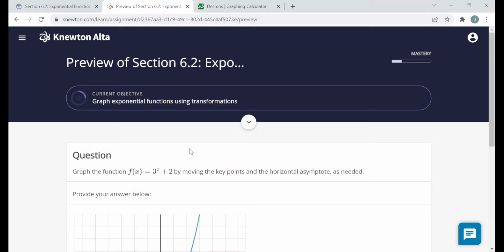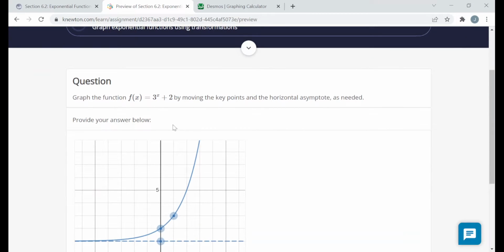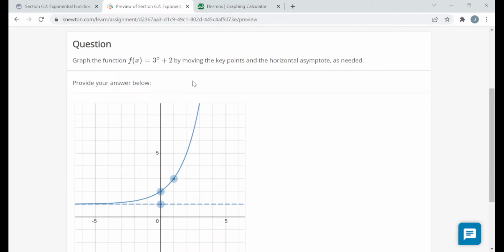So this was using transformations. Remember, y equals 3 to the x, but then plus 2. So move the key points and the horizontal asymptote. Remember, 3 to the x has 0, 1, and 1, 3, but then you just move those up 2. So 0, 1 would move to 0, 3, and 1, 3 would move to 1, 5. And then the asymptote would move up as well. I see what they're doing.